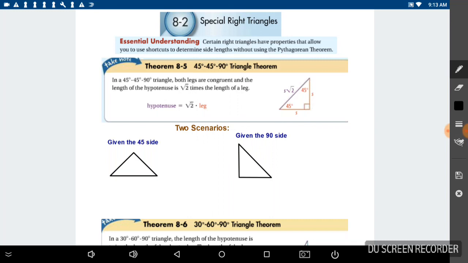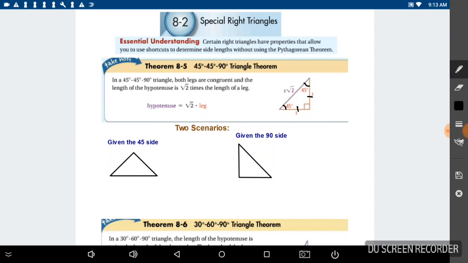So the first one is a 45-45-90, named so because of the acute angles of the right triangle. And it's also an isosceles right triangle, as you can see. You have S, you have S. And the theorem tells us that the hypotenuse is the square root of 2 times the length of each leg. So if each side is S, then the hypotenuse is S roots of 2.